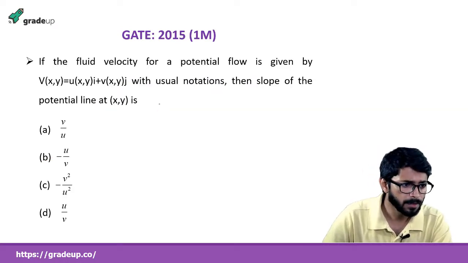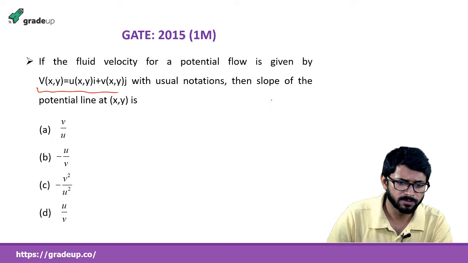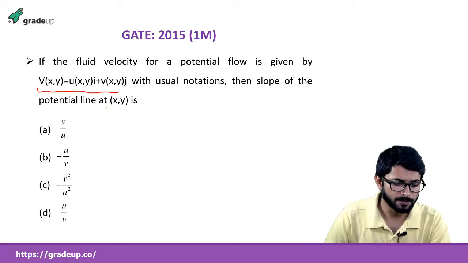Again, moving on, in 2015, a 1 mark question is asked. It states that the fluid velocity of a potential flow is given with the usual notation, where U and V are the velocity components in the x and y directions. It asks about the slope of the potential line.